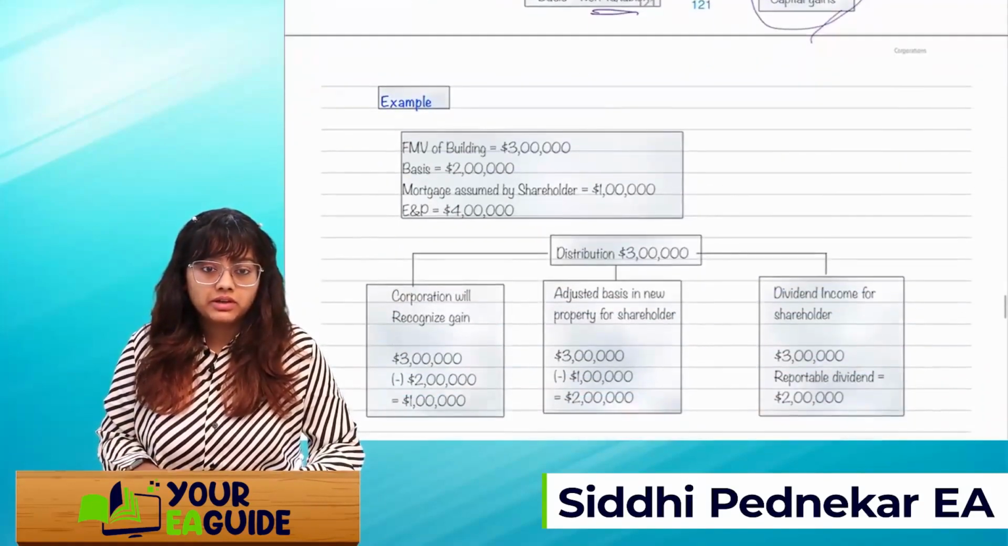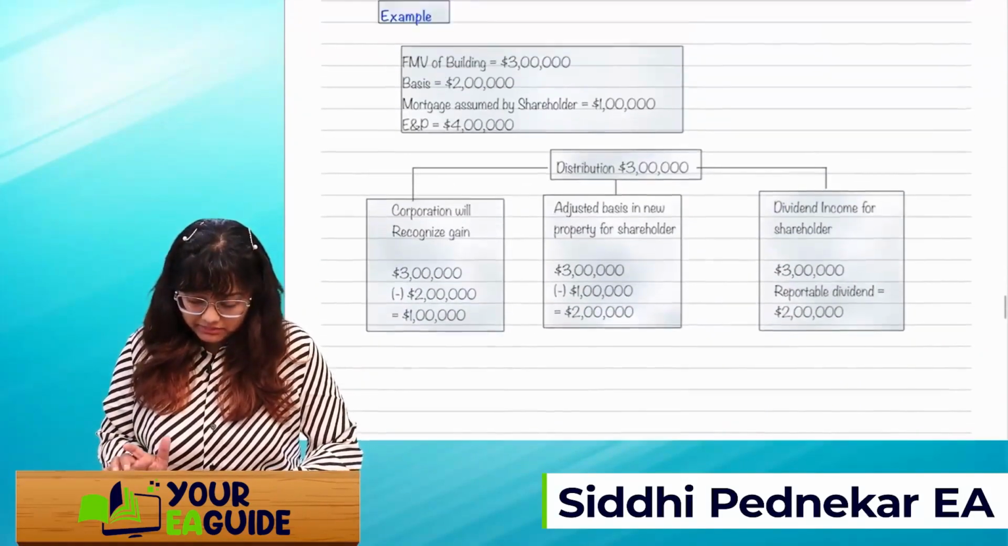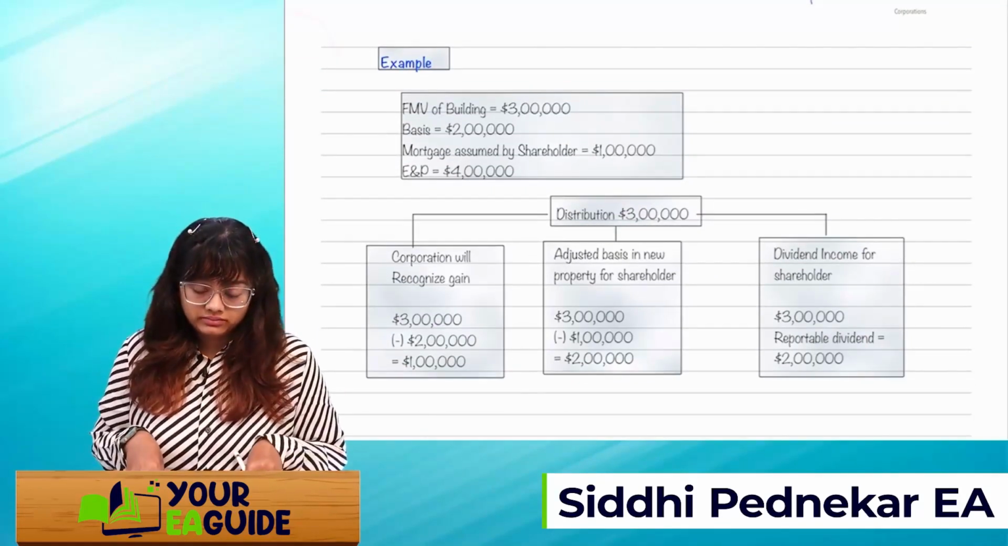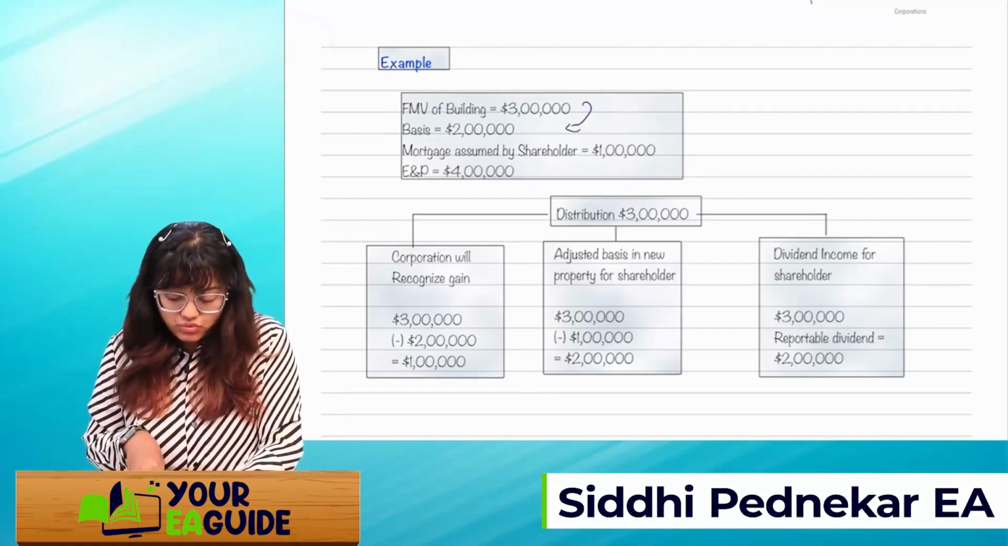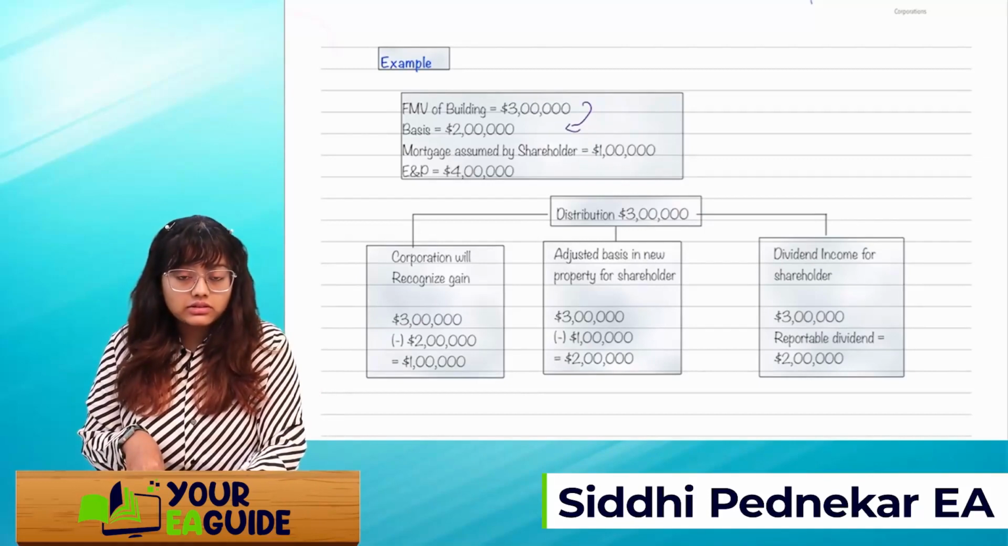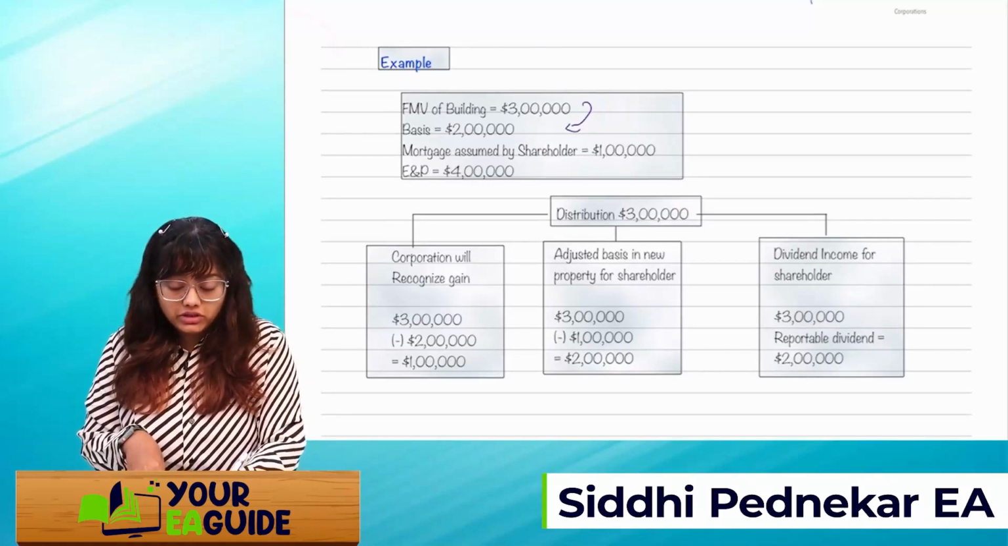All right. Let's take one more example. If you have an FMV of the building as 3 lakh, the basis of this building is 1 lakh, right? And also along with this building, you are assuming a mortgage of 1 lakh.